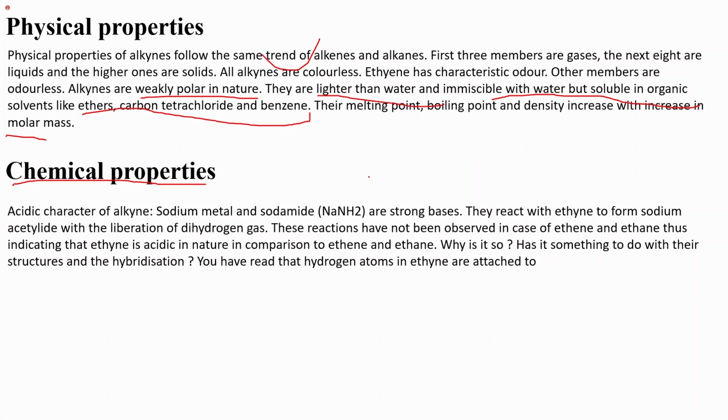Now we are discussing the chemical properties. What are the chemical properties? Alkynes are acidic in nature. In the presence of sodium metal or sodamide, NaNH2, which is called sodamide, these are all strong bases.